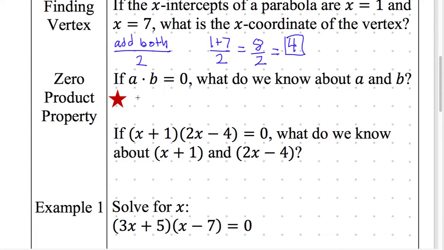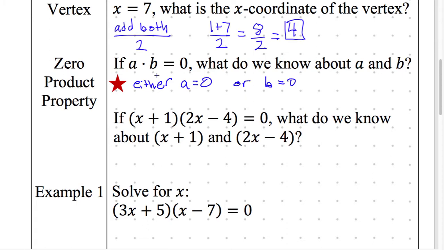Okay, so you've unpaused the video now. If a times b is 0, you know either a is 0 or b is 0. For example, if a was 0 and b was 3, then it would be 0 times 3. 0 times 3 is 0. Maybe a was 7 and b was 0. 7 times 0 is 0. One of these things has to be 0. Maybe both, but we don't know.